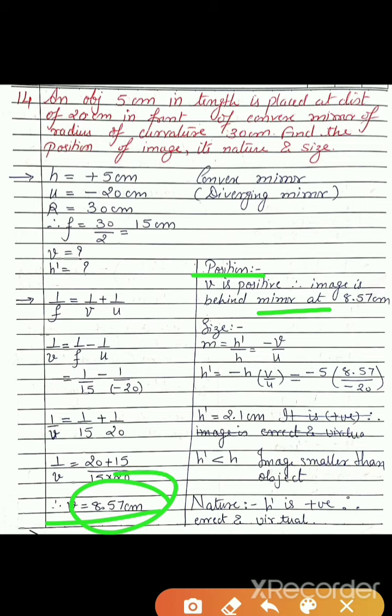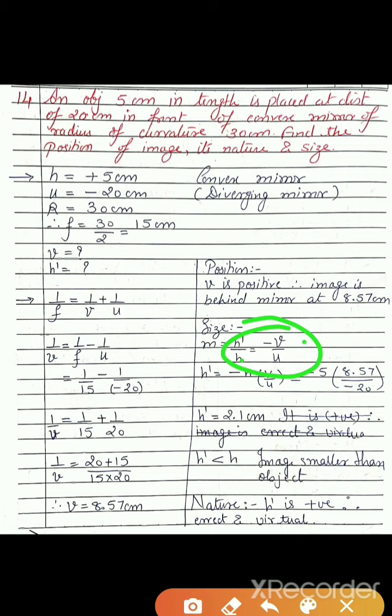Now they need to know the information about size. So we'll write the formula for magnification of the mirror. So this is the formula for magnification. M is equals to H dash by H. But I know one more formula of magnification. M is equals to minus V divided by U. So from that I can say that H dash by H is equals to minus V by U. From this equation I'll make H dash subject of equation.